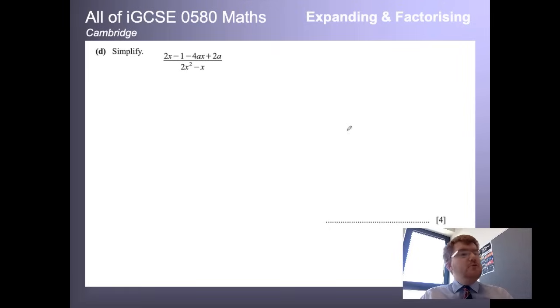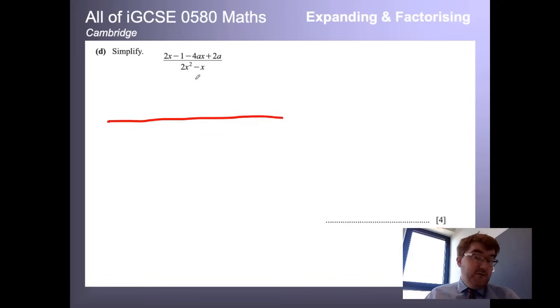Now let's look at a more difficult kind of question for 4 marks here, and we need to simplify this algebraic fraction. Again, your first thought should be to factorize in some way. Now I'm going to use a sneaky trick. The first thing I'm going to look at here is the denominator, because it's easier to work with. And I can take a factor of x out. So notice I can put x, open up a single bracket.